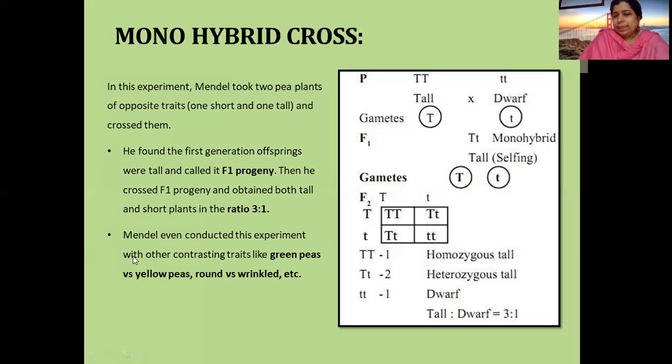He also did this monohybrid cross with other characteristics of the pea plant. Mendel even conducted experiments with green peas versus yellow peas, round versus wrinkled, and so on. Are we clear on what a monohybrid cross is? In all the cases with these other contrasting traits, the results were the same. Suppose it's a green pea versus a yellow pea, if the green pea has the dominant allele, we will find three green pea plants and one yellow pea.